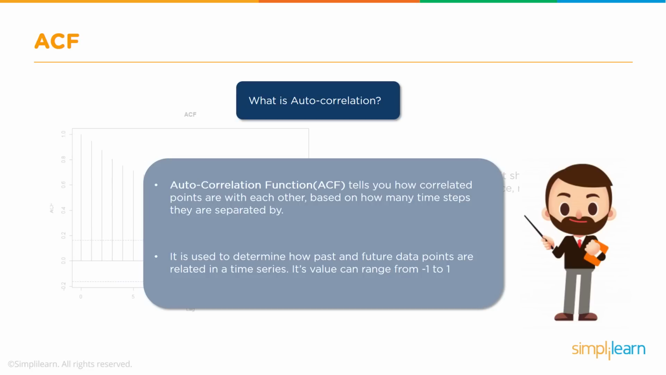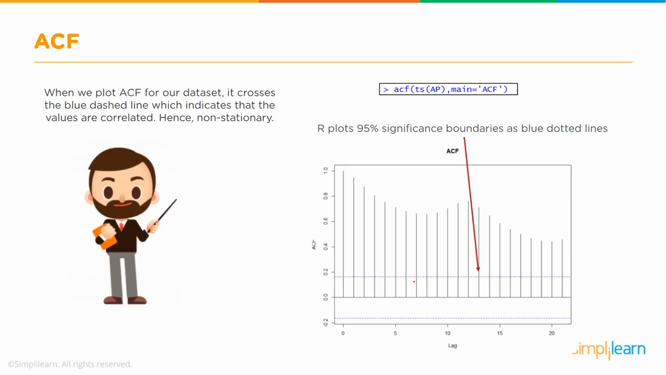This is basically done by plotting, and the autocorrelation function also tells you how correlated points are with each other based on how many time steps they are separated by. That is basically the time lag that we were talking about, and it is also used to determine how past and future data points are related. And the value of the autocorrelation function can vary from -1 to 1. So if we plot, this is how it would look. The autocorrelation function would look somewhat like this, and there is actually a readily available function in R, so we will see that, and you can use that to plot your autocorrelation function.